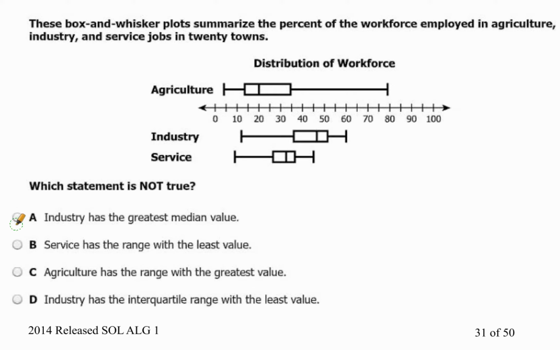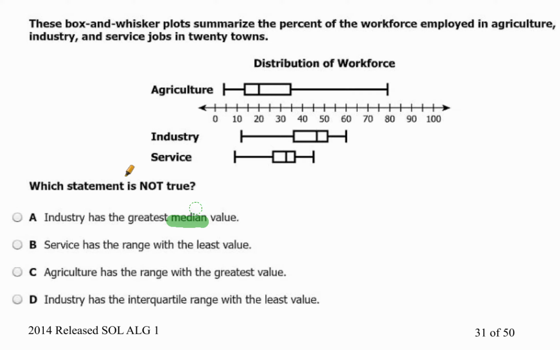Choice A says industry has the greatest median value. Choice B talks about the service range having the least value. Agriculture has the range with the greatest value, and then industry has the interquartile range with the least value. So there are all these vocabulary words laid in there, and that's really what we're going to have to take a look at. So let's take a look at this first answer choice, median, right here.